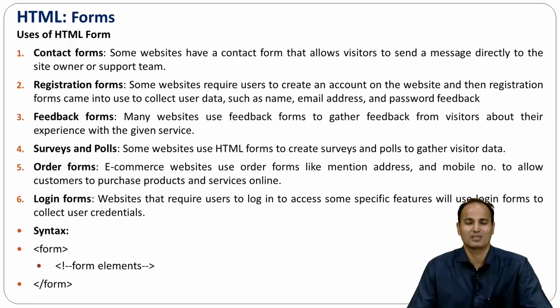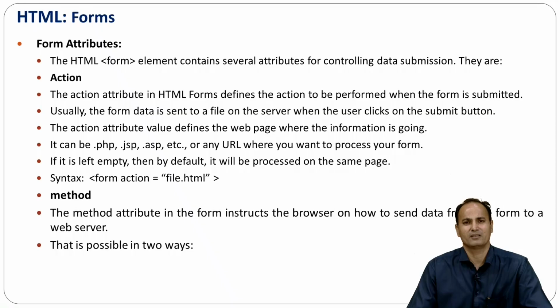The syntax to create an HTML form looks very simple. We just need to add the form tag. Then we can add various controls, and once the controls are added, we close the form tag, as shown on our slides. Apart from that, the form tag has various attributes. Among them, the first attribute is action. The action attribute specifies the value that will be used once the form is submitted.